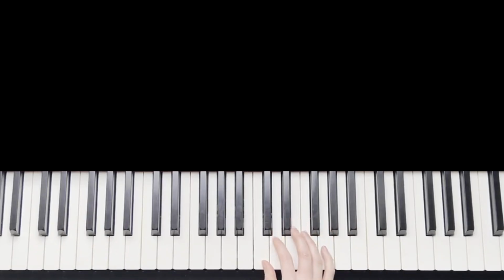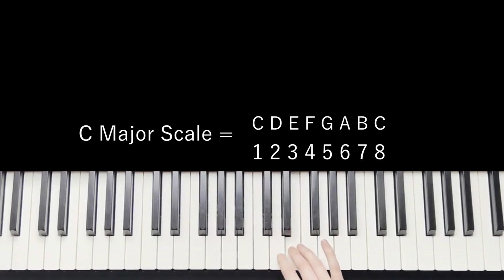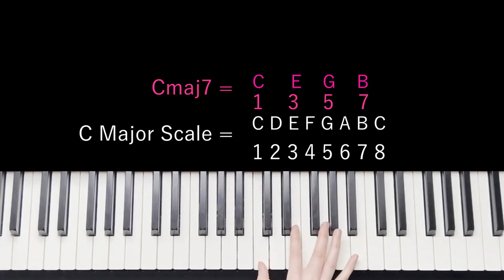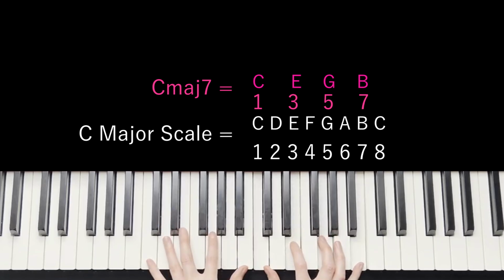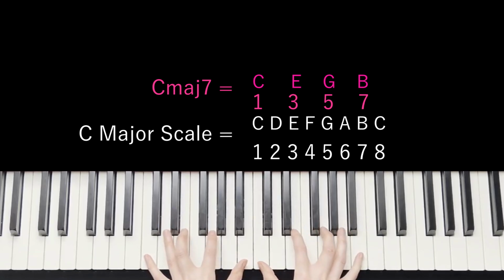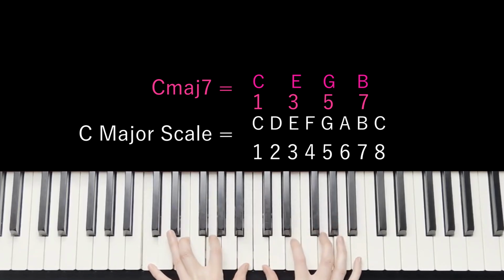If we know that the C major scale in intervals is 1, 2, 3, 4, 5, 6, 7, 8, or 1, because 8 and 1 are the same in music, then all I do to create a C major 7 chord is pick out notes 1, 3, 5, 7. And that's a really beautiful chord. It's really calm and peaceful.